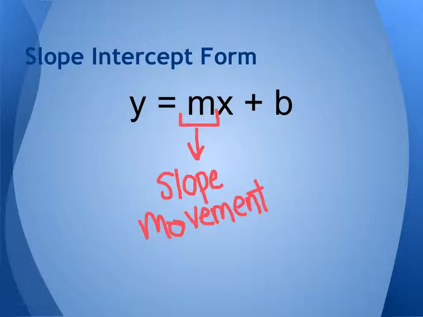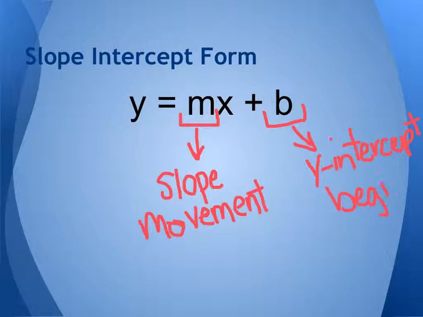The letter b is going to stand for our y-intercept. This is where the graph will cross the y-axis, the y-intercept. And this is where we begin. So the m is our movement, or our slope, and the b is where we begin. It's our y-intercept. All linear functions, all lines on graphs, can be written using this equation, y equals mx plus b. It is slope-intercept form.